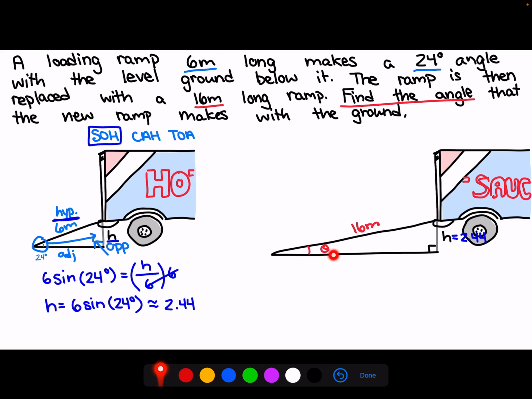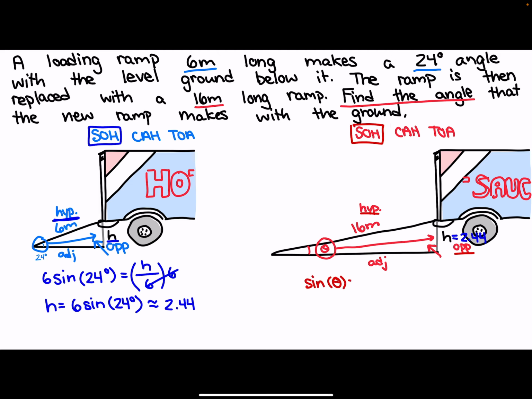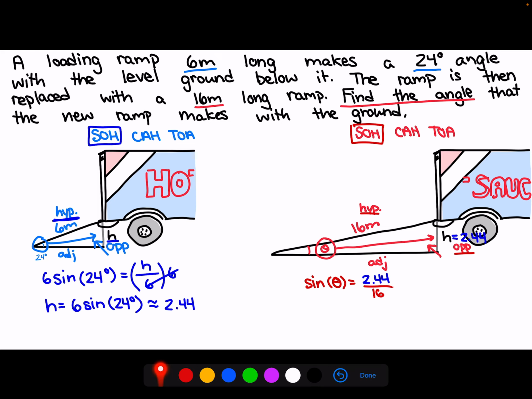Next, we can go ahead and solve for this missing angle. Again, it's a right triangle, so I can use SOHCAHTOA. So I'm going to label my sides. Opposite is H, 2.44. Hypotenuse is 16, and adjacent is blank. Again, we have opposite and hypotenuse here. If I have opposite and hypotenuse, I want to use sine. So sine of theta is equal to 2.44 opposite over 16 the hypotenuse.